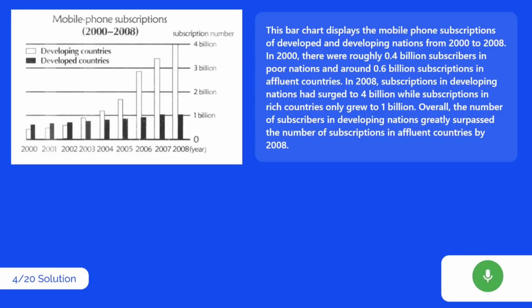This bar chart displays the mobile phone subscriptions of developed and developing nations from 2000 to 2008. In 2000, there were roughly 0.4 billion subscribers in poor nations and around 0.6 billion subscriptions in affluent countries. In 2008, subscriptions in developing nations had surged to 4 billion while subscriptions in rich countries only grew to 1 billion. Overall, the number of subscribers in developing nations greatly surpassed the number of subscriptions in affluent countries by 2008.